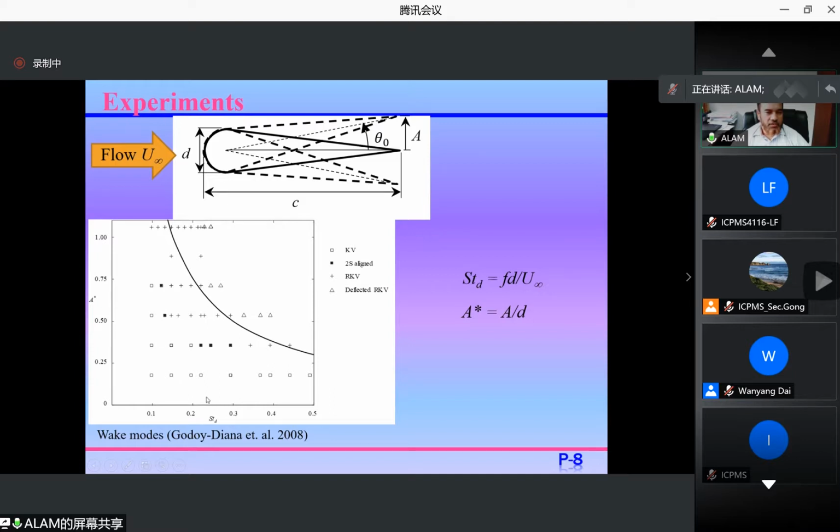At small St_D and small amplitude, the Karman vortex wake forms. When we increase St_D or A-star, then the 2S aligned wake forms. If we increase further St_D or A-star, then the reverse Karman vortex will form. Further increase in St_D or A-star will give you the deflected wake. This is the boundary between thrust and drag. That means this is the thrust region, this is the drag region.